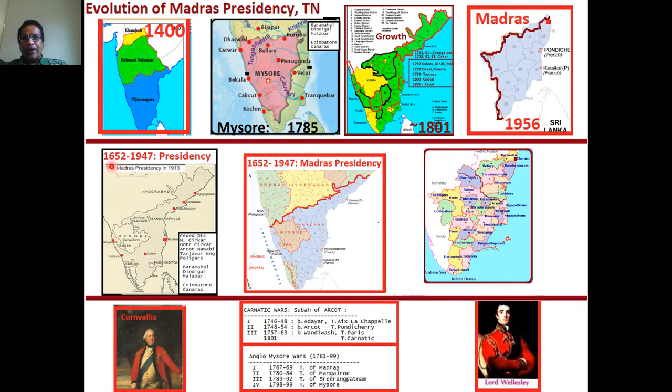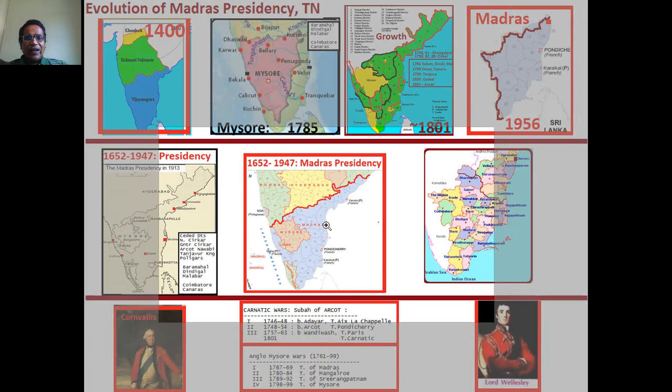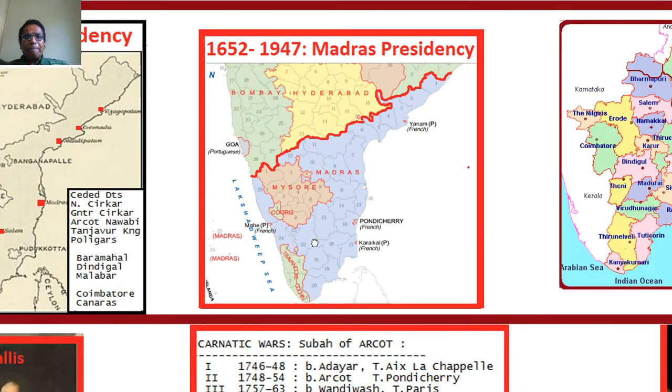So it survived as a small trading post from 1652, enlarged its territory, and as a presidency it survived until 1947, or until 1953 when Telugu-speaking districts were bifurcated. So almost it survived 300 years. This is how Madras Presidency looked like.